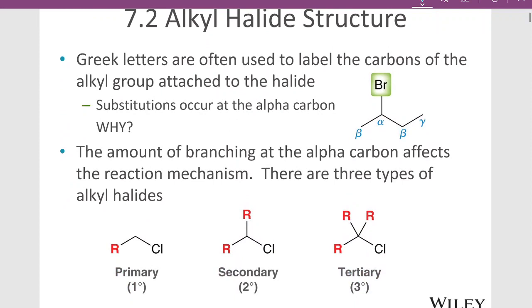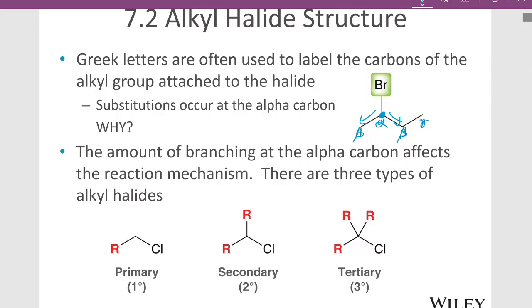Another thing about alkyl halides that we need to learn is a little bit about their structure. Carbons bearing the halogen are called the alpha carbon. So that carbon bearing the halogen is called the alpha carbon. And then moving away, we have beta and gamma. Okay? And these are important because we're going to have substitutions at the alpha position. That's the carbon bearing the halogen.